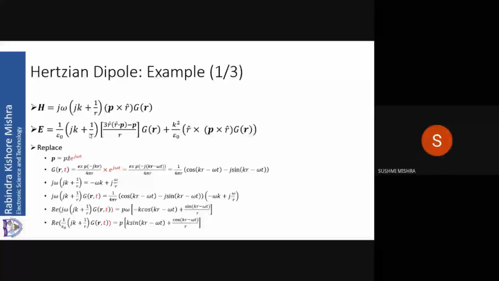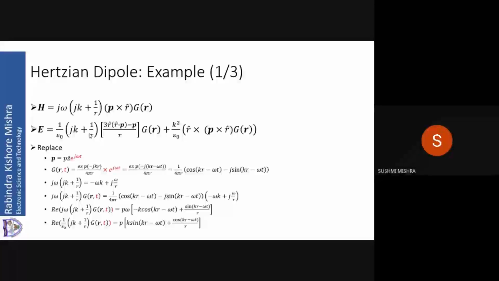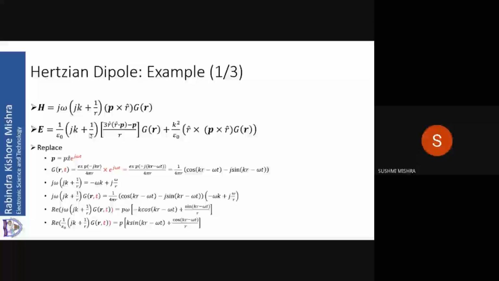Then in the third one, we took the real part of j omega (jk plus 1 upon r) G(r,t). So there was a question in this: from where does the small p come? I should have corrected this. This is a mistake on my part.